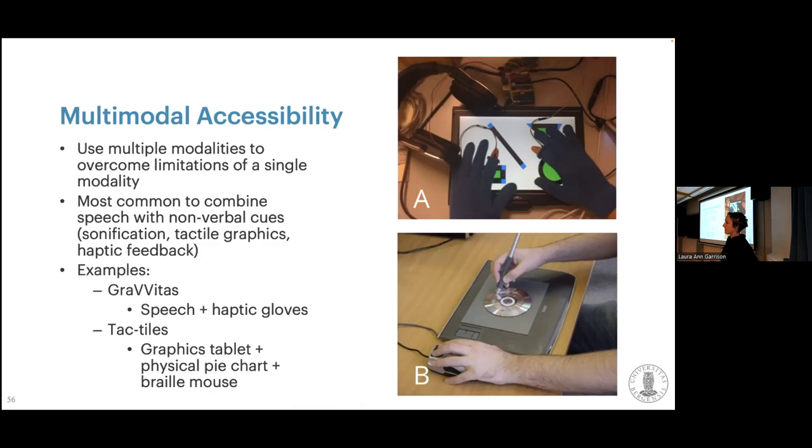And so this is most commonly used with speech and nonverbal cues that can include sonification, tactile graphics, or haptic feedback. And a couple examples of this are Gravitas, which is the top image here, and this is using speech and haptic gloves together, or Tactiles, which is this one on the bottom. And this is just a bunch of tactile modalities together. So you have a graphics tablet, a physical pie chart that looks like a CD, and a braille mouse with your non-dominant hand.